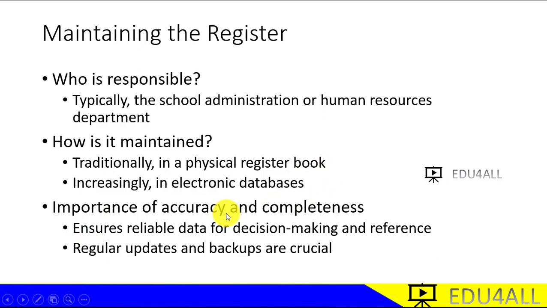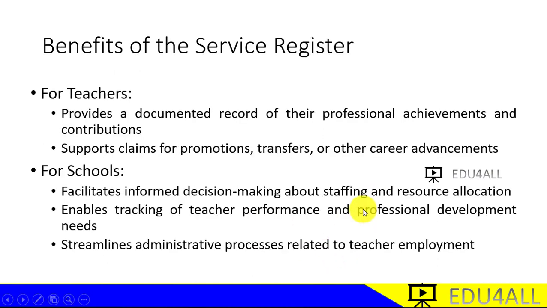Importance of accuracy and completeness. It ensures reliable data for decision making and reference. Regular updates and backups are crucial. Every 6 months we go for an update of your SR. All employees and teachers should take a look at your SR at least once every 6 months or 1 year. You have the chance to take a photocopy of your SR to check and verify whether all the details are correct. If any mistakes are found, action should be taken through your DDO.